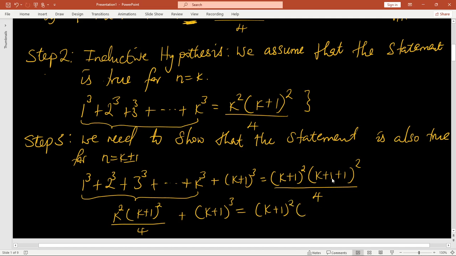equal to (k plus 1) squared. Then inside here, 1 plus 1 we get 2, so we're going to have (k plus 2) squared. Everything here we divide by 4. Okay, so I'll scroll to the next page. Our goal here is just to show that the left hand side is equal to the right hand side. If we show that, then we show that the statement is true for n equals k plus 1.